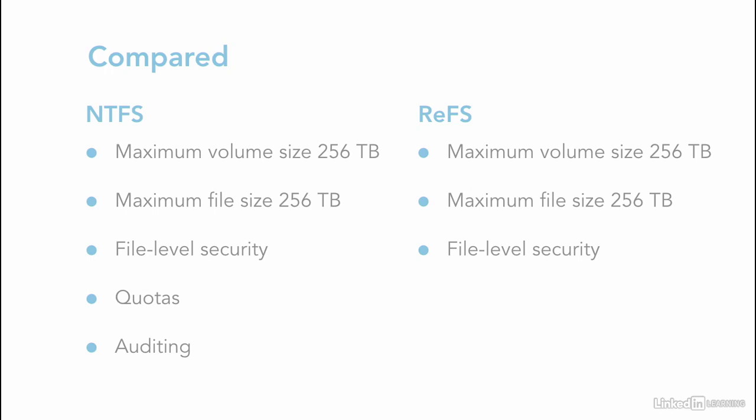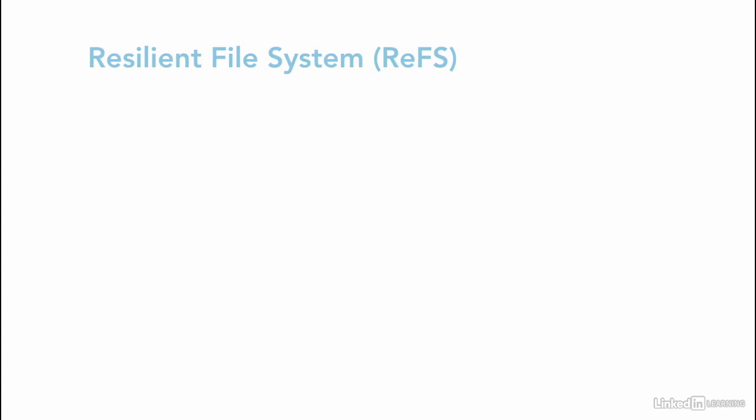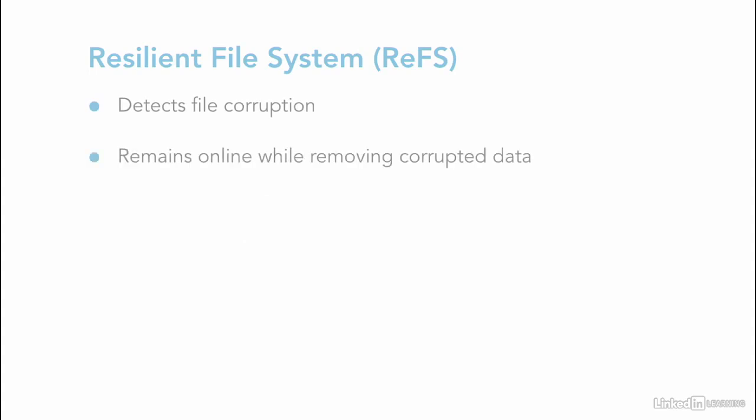In fact, in terms of these metrics, it hardly seems worth introducing a new file system at all. But among the benefits of the original version of REFS was that it didn't carry all of the overhead of NTFS, overhead that will affect performance. What it does offer you is the ability to detect file corruption and the ability to restore to a small degree and remain online while dealing with corrupted data.